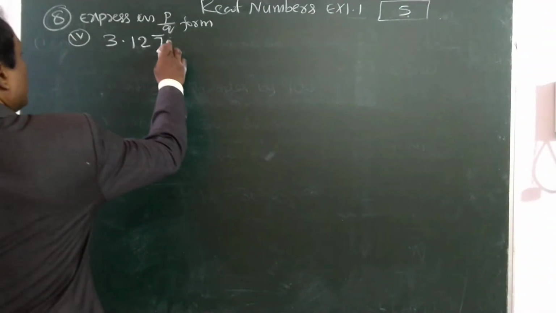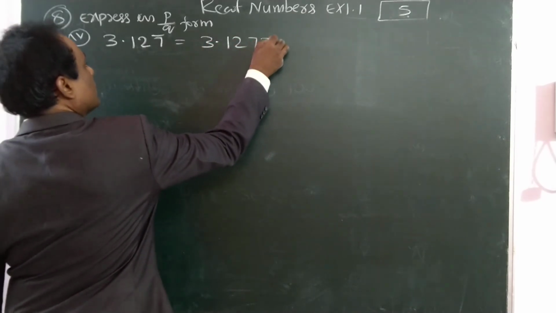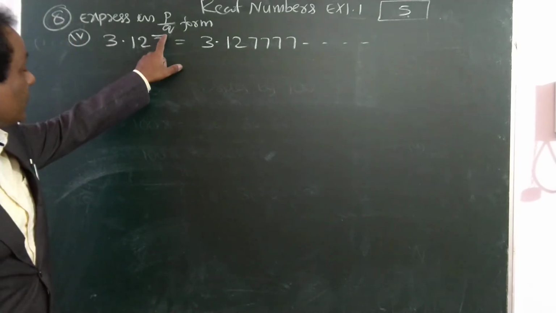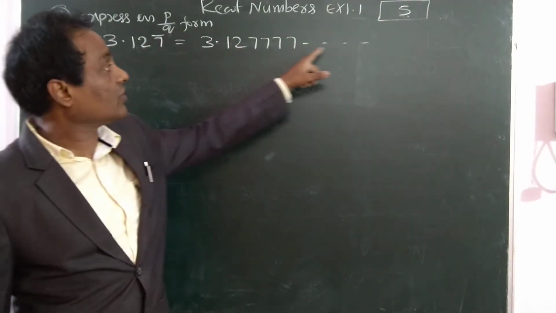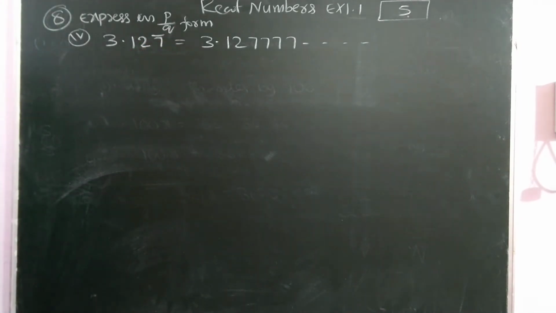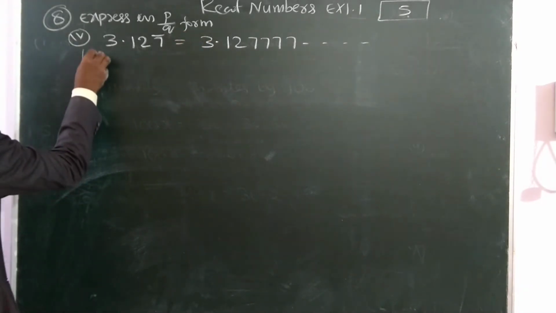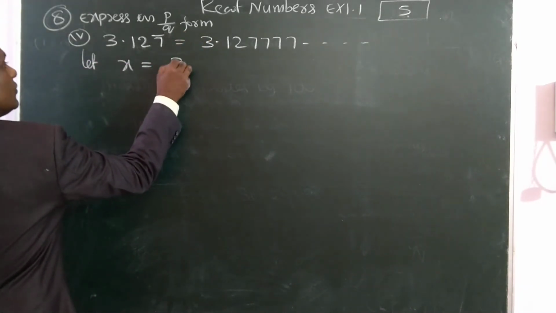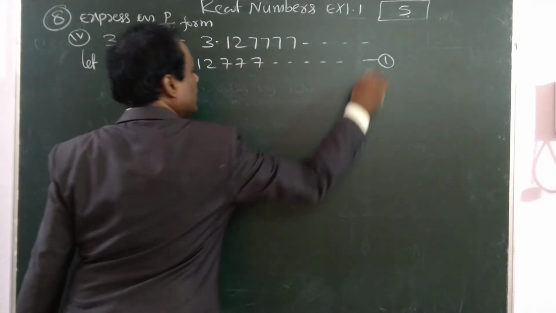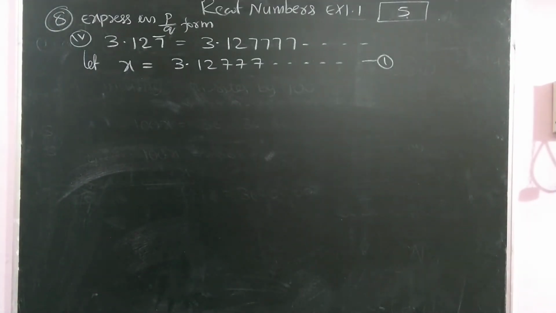So here, 3.127 bar means 7777 repeats. The 7 bar is only for 7, only 7s repeat. When it is a non-terminating repeating decimal, when the bar is given, we always take that number as x. So 3.1277777 and so on is taken as x. Think about the next step.